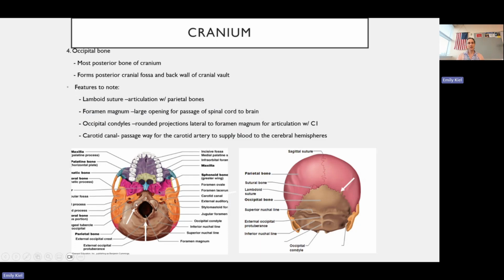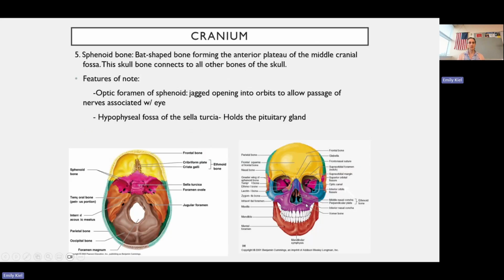We've got the occipital condyles that allows the skull to articulate with the first cervical vertebra. And then you've got your carotid canal, which is where the carotid artery can go in to supply blood to the cerebral hemisphere. So here's your carotid canal. Those are some structures to be aware of. Your sphenoid bone, bat-shaped, butterfly-shaped, whatever helps you remember it. It forms the anterior plateau of the middle cranial fossa, and it connects to all other bones of the skull.